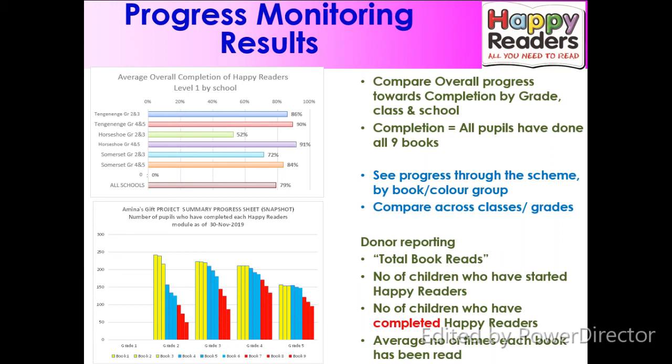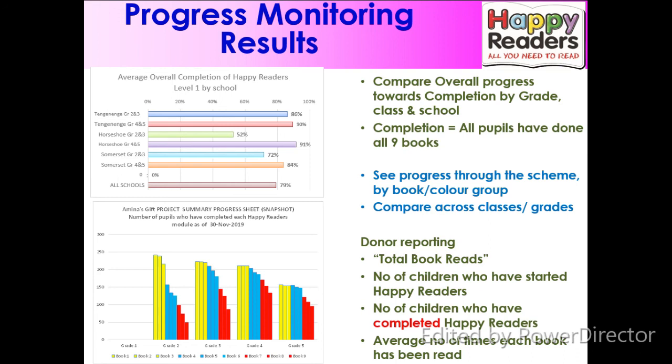And then for donor reporting, we use a metric called total book reads, which is the total number of children times the number of books read. And it gives a very useful metric. You could say, well, we bought 1,000 books and they have been read 5,672 times. So it's a very powerful metric to give to our donors, which hopefully keeps them on board, so they keep providing us with the next levels of the scheme.